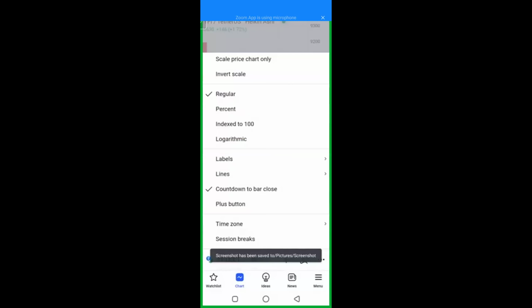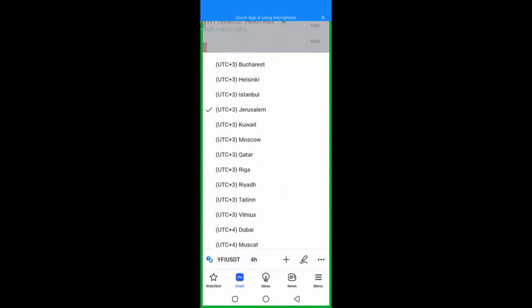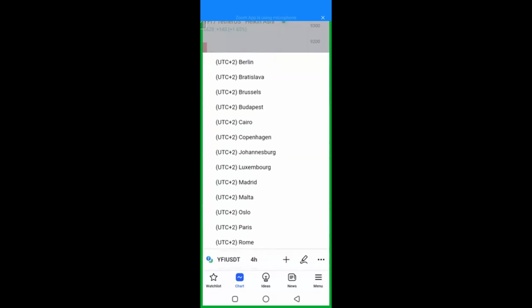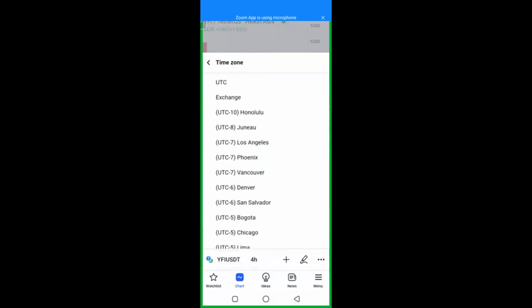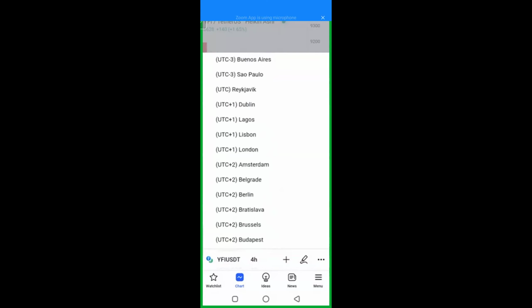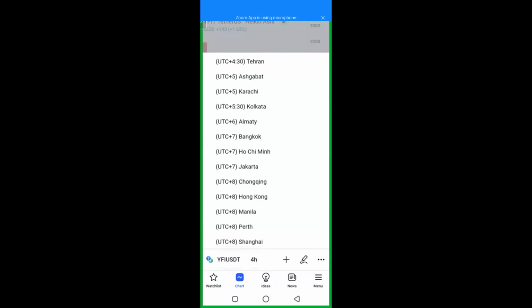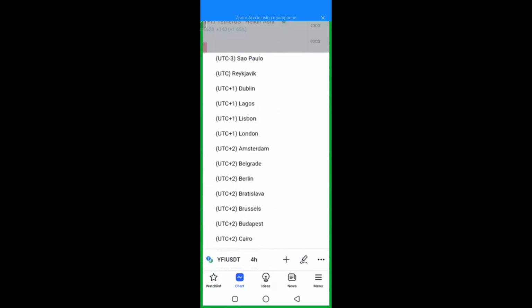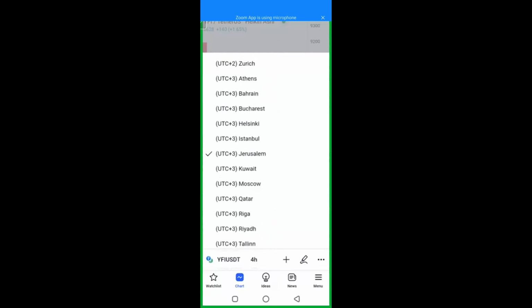So in the time zone, we want to make sure our trading view is working in touch with our area. So it depends where you are. If you are in Uganda, East Africa, Jerusalem is very good for you on the +3 time zone. If you are coming from this side called Nigeria, Lagos is around here at +1, depending on your time zone. So you tick it, like for me, I'll tick Jerusalem.